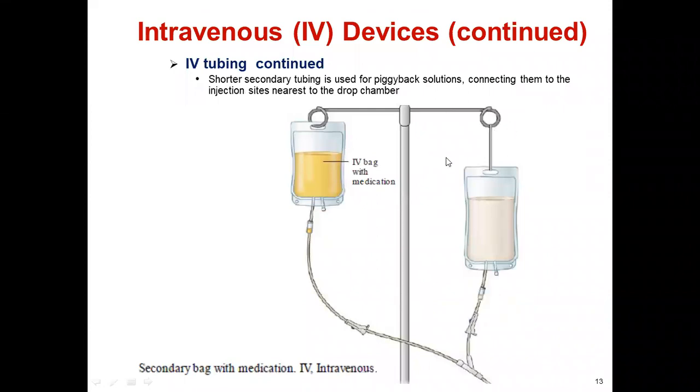A common question the NCLEX board asks: during a blood transfusion, one side should be the blood bag and the other side should be normal saline solution, accompanying the blood transfusion, 0.9% sodium chloride, normal saline.